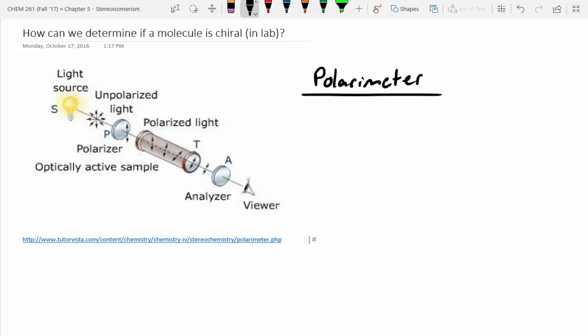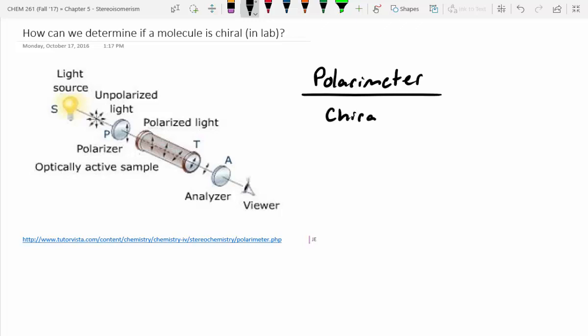What that plane polarized light will do is then go through your sample. Your sample is held in a big chamber. That light goes through your sample, and that plane polarized light might be going like this when it's going in, but as it comes out, it may be going out at a different angle. So what's essentially happening is that plane polarized light is getting twisted as it goes through your sample, and that's how we can determine whether or not a molecule is chiral.